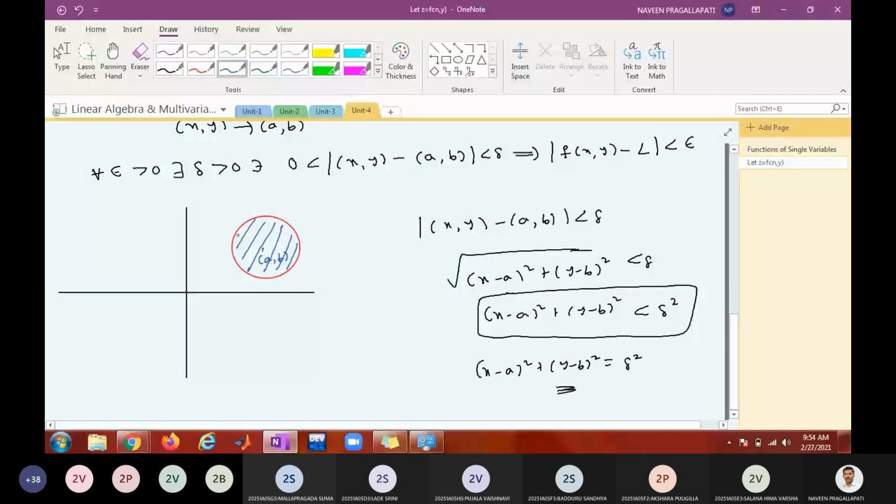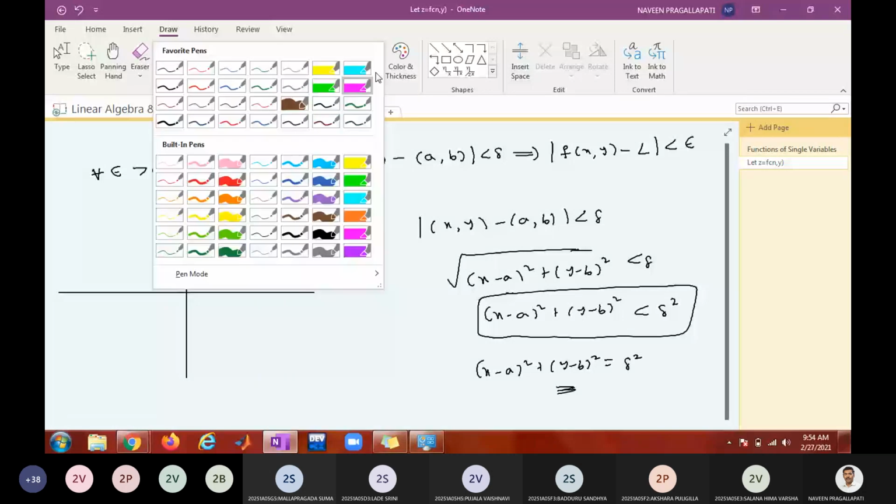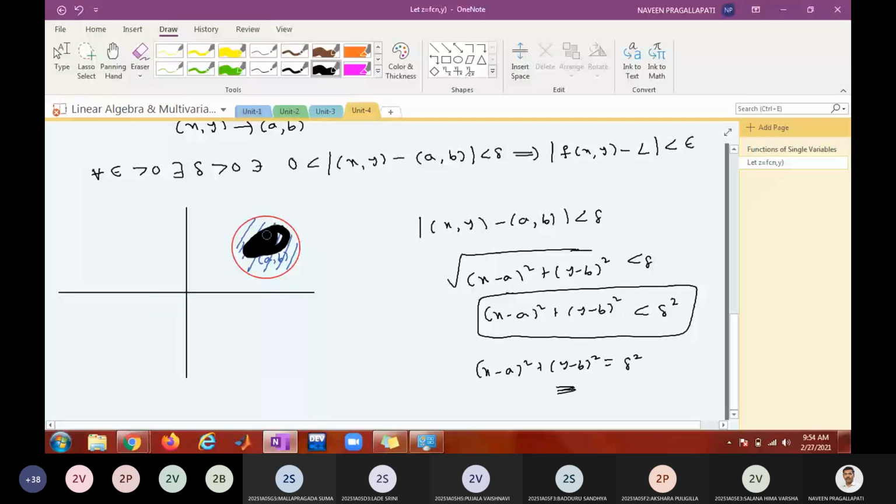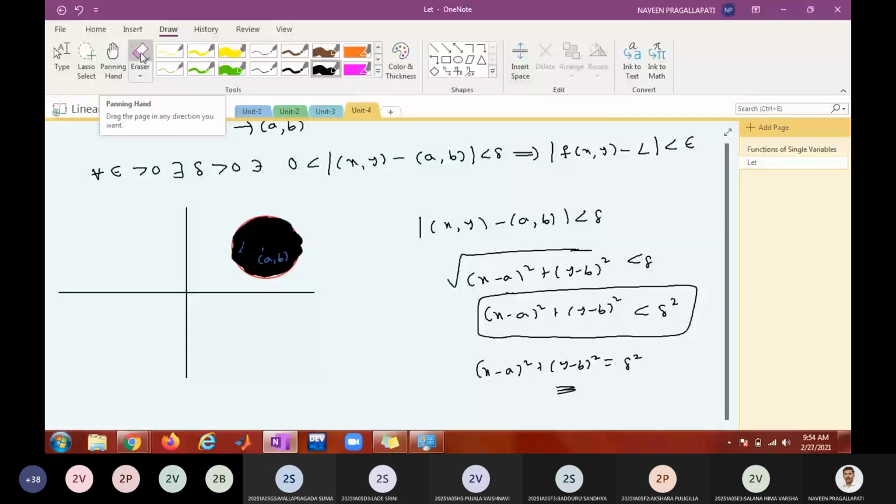That is called a neighborhood of (a, b). What is this called? This is called a neighborhood. Inside, not the point, not on the circle. Do you agree? So the shape of a neighborhood will change from dimension to dimension.